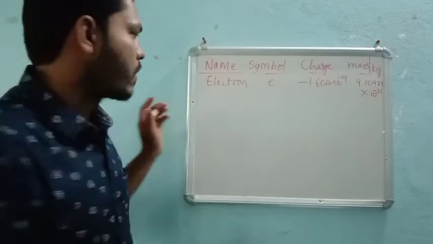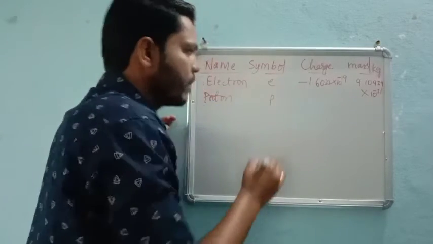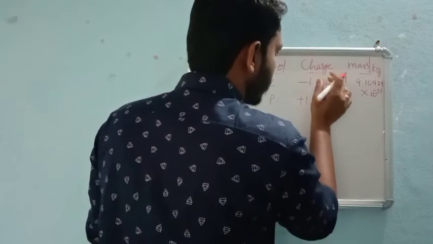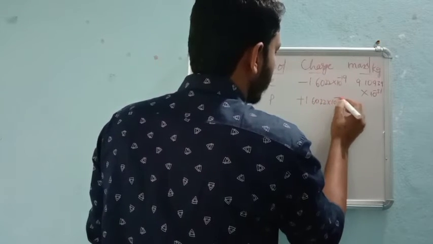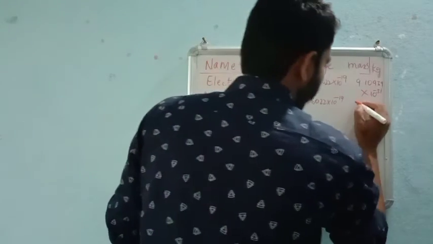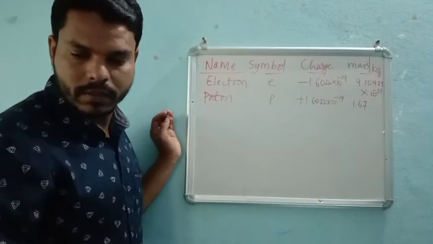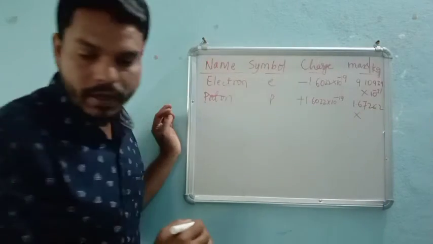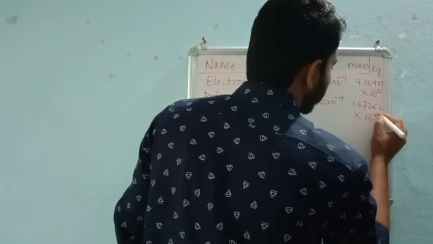And coming to the proton, the proton symbol is p. You make this a positive charge, and the same charge is there, 1.6022 into 10 to the power minus 19, and whose mass is 1.67262 into 10 to the power minus 27.